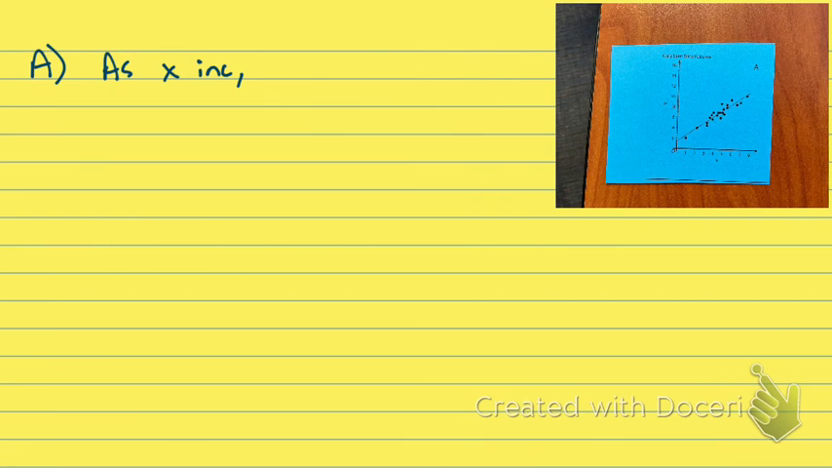As x increases, what does y do? Increase or decrease? So y increases. So it's positive, right? Positive slope. And then does it fit the linear model well? Yes, I'm going to say it fits pretty well. It's got a good fit. Okay, all right, so your job is to do this with all the letters through G.